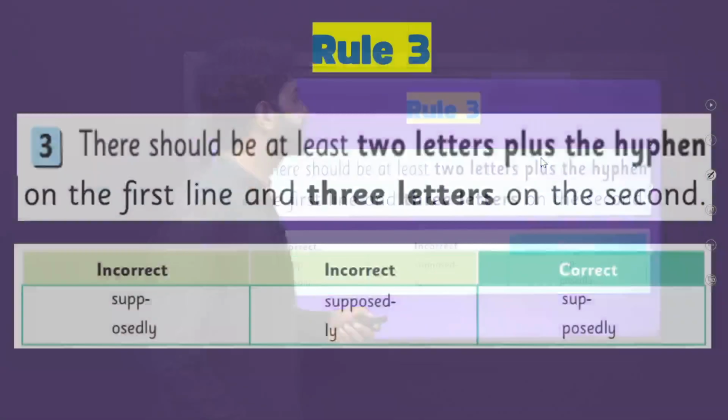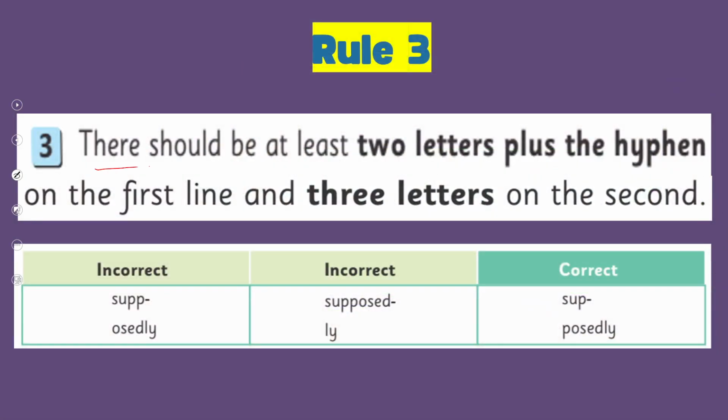Now, next one is our rule number 3, that there should be at least 2 letters plus the hyphen on the first line and 3 letters on the second. It means that you cannot use your hyphen right after one letter. So let's look at this example.